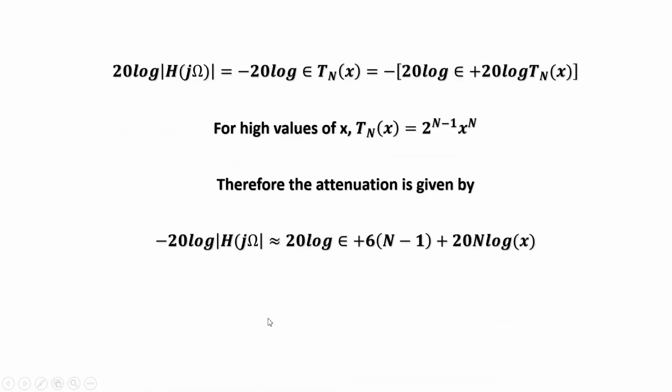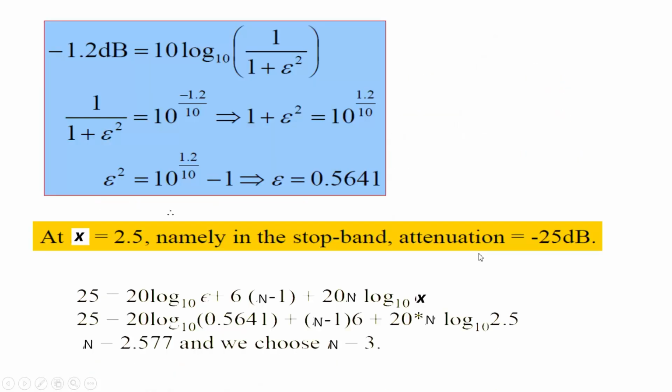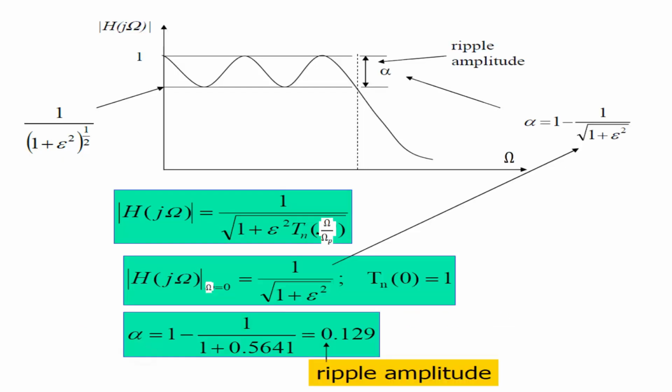If you look at the expression, it is 20 log epsilon plus 6 n minus 1 plus 20 log x. After you substitute the values and do the calculation further, you will get capital N equal to 2.577. Since we have to take the next higher integer value, we choose n equal to 3. For this type of filter, we choose the order of the filter to be 3.